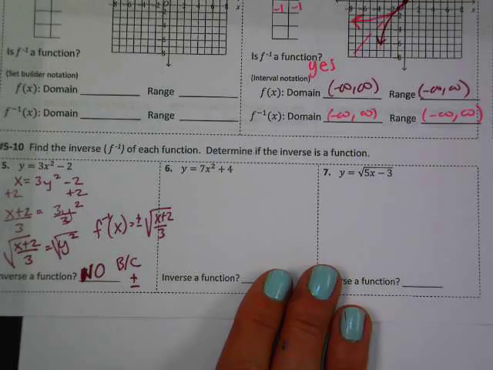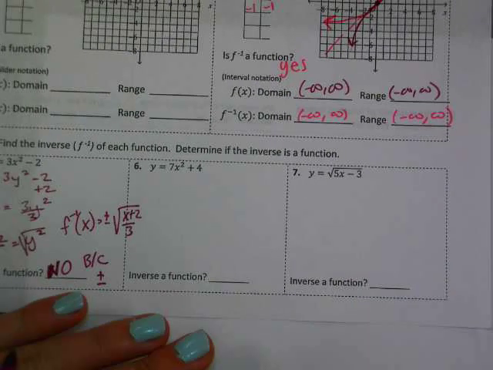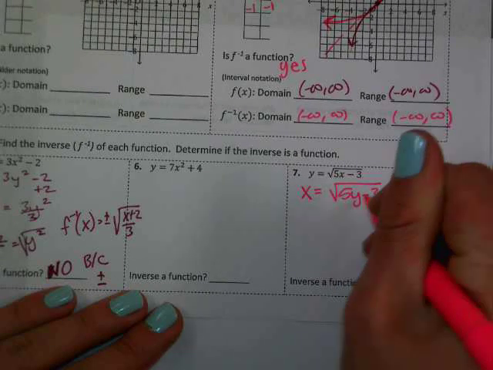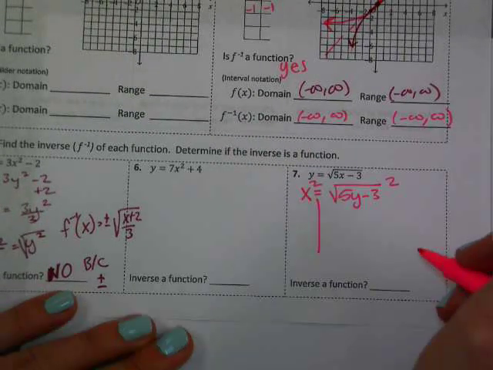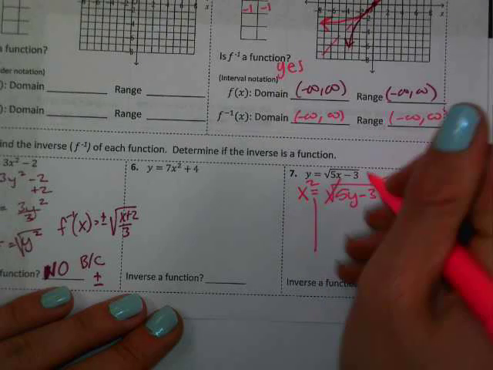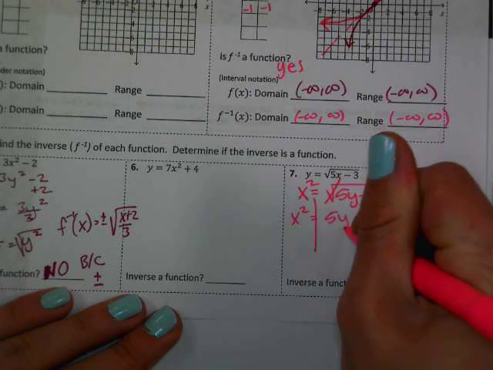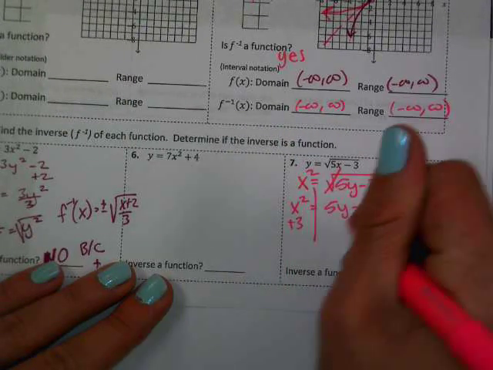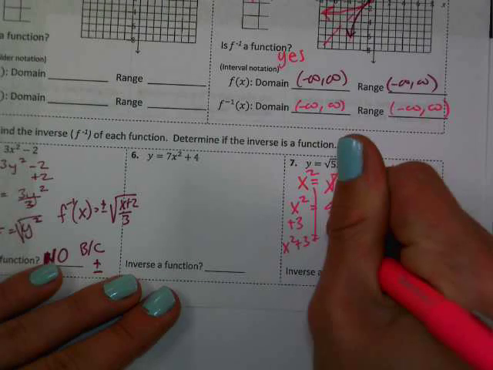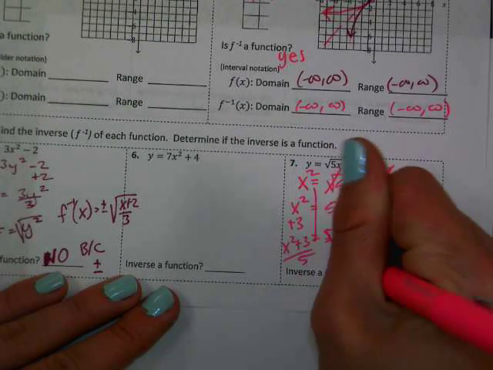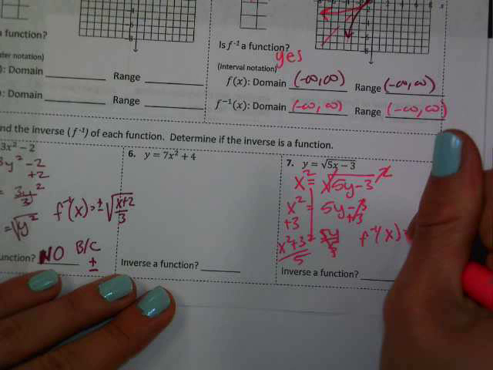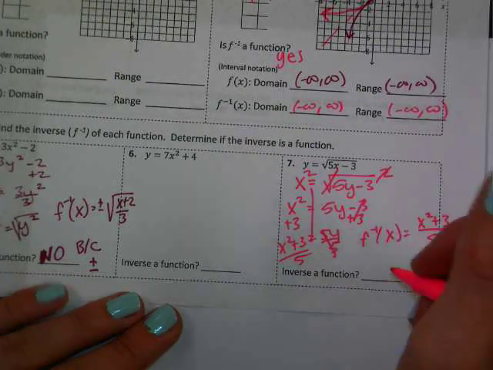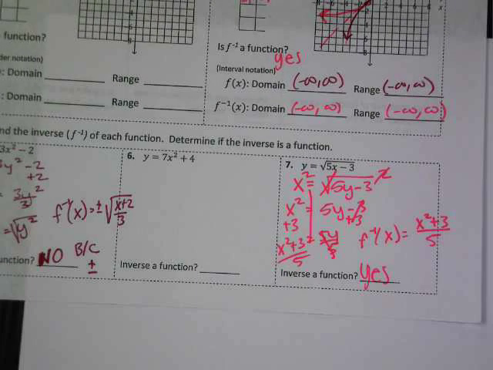Alright, 6 is the same way. Let's jump over to 7. Switch the x and the y. Square both sides to get rid of the root. X squared equals 5y minus 3. And now we can solve for y like usual. Add 3. X squared plus 3 equals 5y. Divide by 5. And so your inverse is x squared plus 3 over 5. And yes, it's a function, specifically a quadratic one.